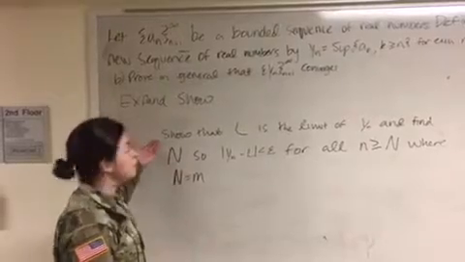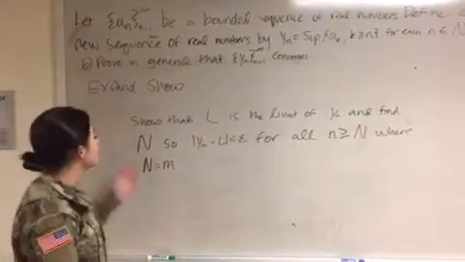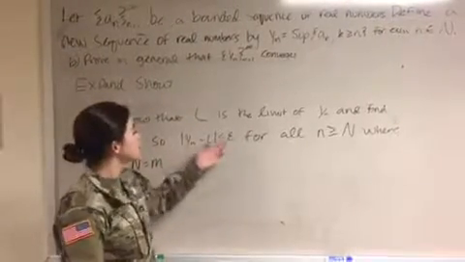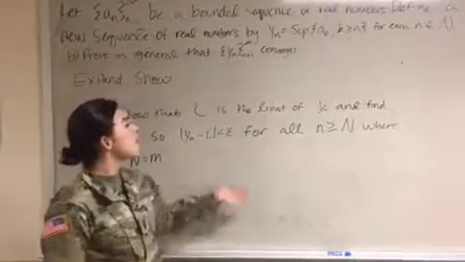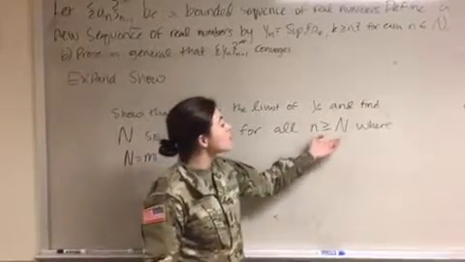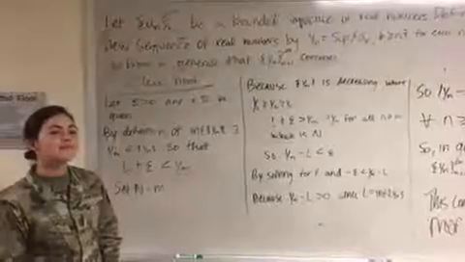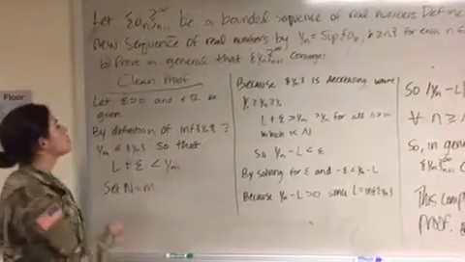The expansion of our show reads that we have to show L is the limit of y sub n and find big N so that the absolute value of y sub n minus L is less than epsilon. And this is the epsilon definition for convergence, for all n greater than or equal to big N, where big N is equal to m. Okay. So now that we've expanded our know and our show, we're going to move on to the clean proof.